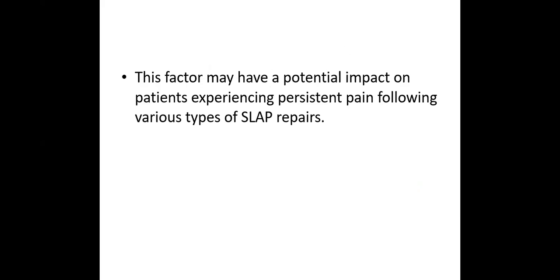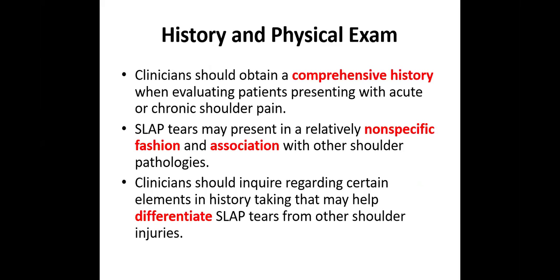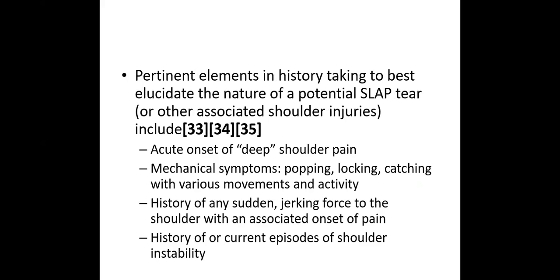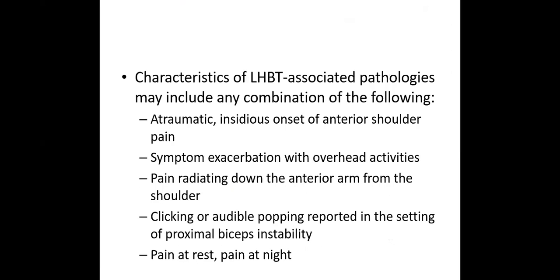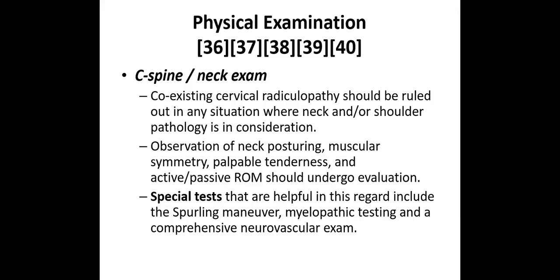This was the histopathology. Then we discussed some history and physical examination. And we discussed what the pertinent, meaning relevant, elements are, which will make clear the nature of the potential pathology. These were some of the components we have to discuss. This is the comprehensive examination of the surrounding region.